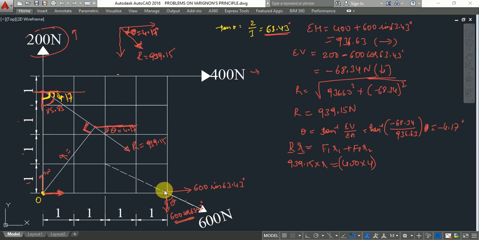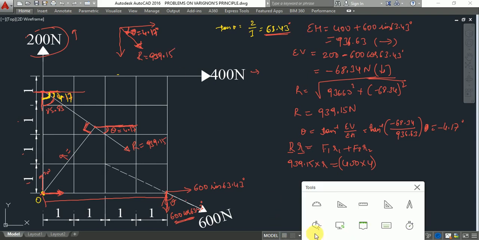Now let us come here, 600 cos 45. What is the perpendicular distance from here to here? It is 4 meters, and this is the value. Because of this force about this chosen point, what happens? It will produce a clockwise moment.